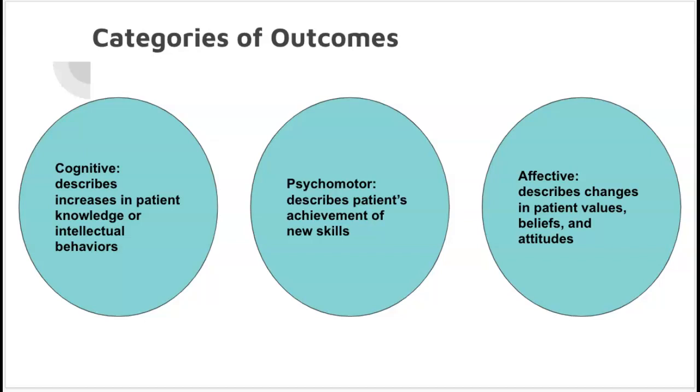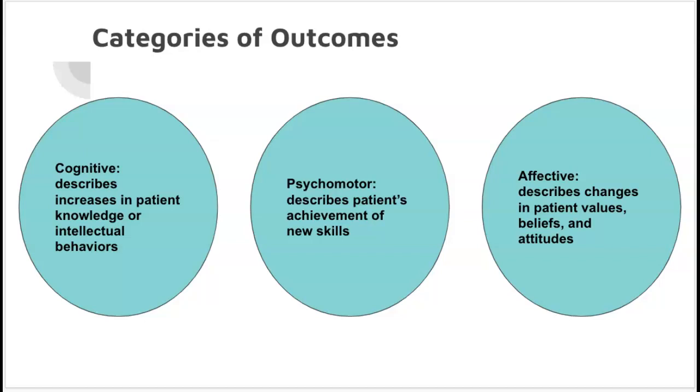Cognitive describes an increase in patient knowledge or an intellectual behavior. An example of this for our COPD patient would be: the patient will list the benefits of pursed lip breathing. The psychomotor one describes a patient's achievement of new skills. So this would be: the patient will demonstrate deep breathing exercises by so-and-so date.